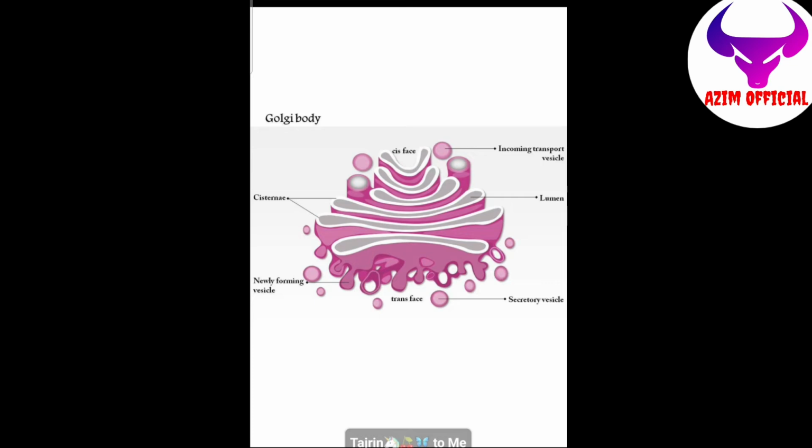Glycoproteins and glycolipids. Right, the milk is boiling over. Okay, so sorry for the interruption.